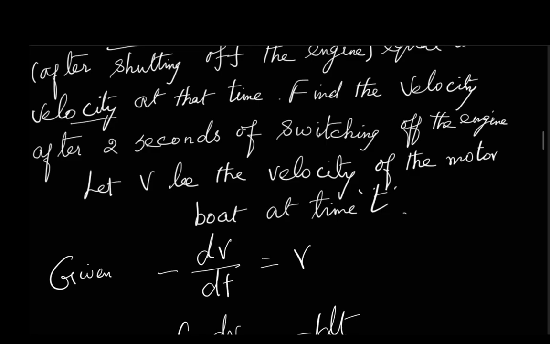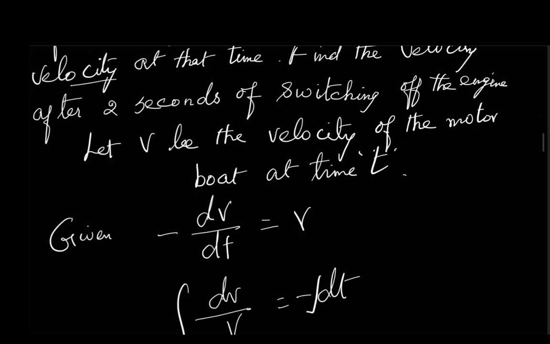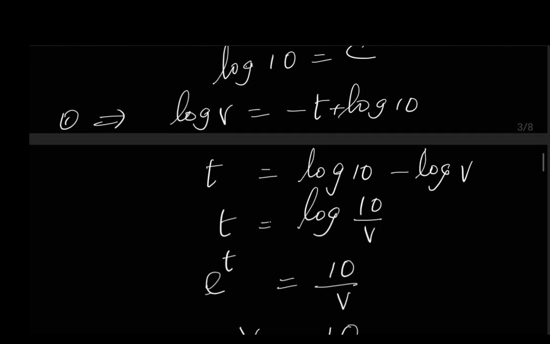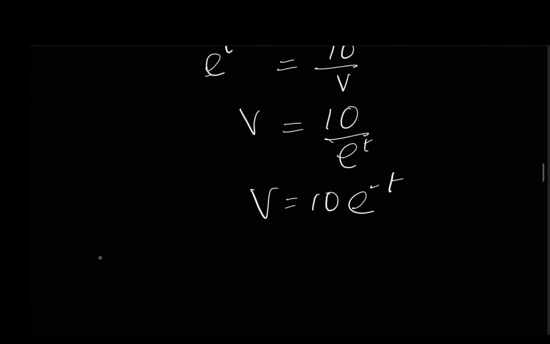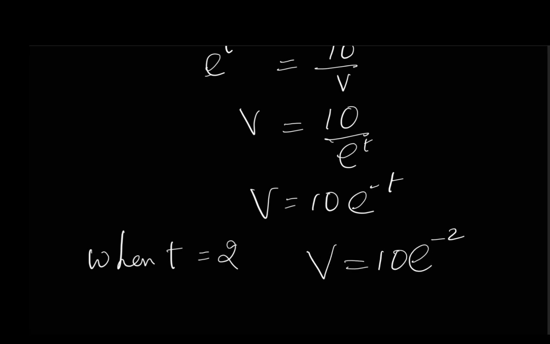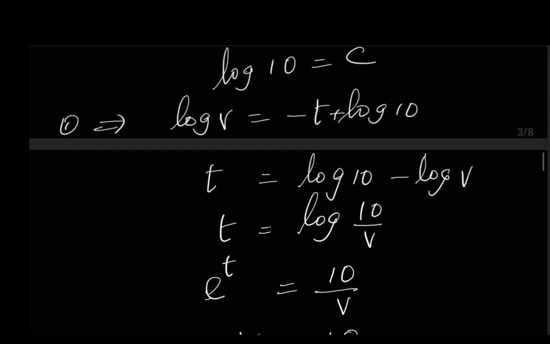But see the question: find the velocity after 2 seconds of switching off the engine. That is after 2 seconds. So when t is equal to 2, substitute here, velocity v is equal to 10 e power minus 2 meter per second. This is the answer. Very easy one.